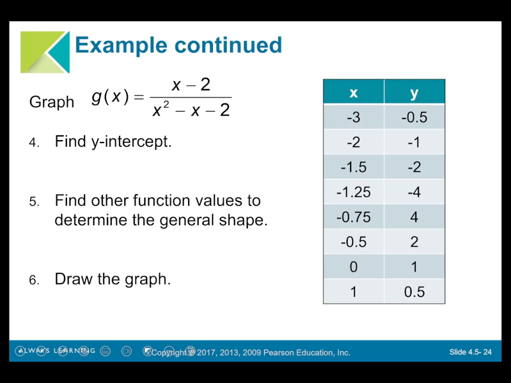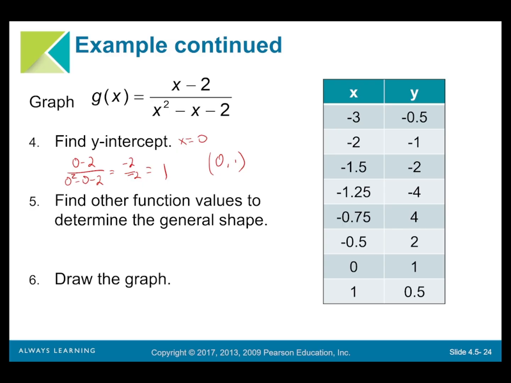Moving on, if we look at our y-intercept, here we plug in x equals 0, and we get 0 minus 2 over 0 squared minus 0 minus 2. That's minus 2 over minus 2, which is just 1. So we have (0, 1) on our graph. Then we're going to find some other function values to find the general shape, and I filled in several on the table on the right to help us out.